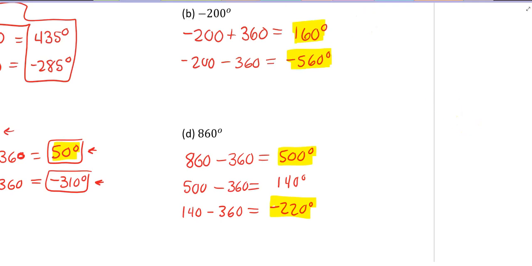Welcome back. Here's letter B and D. For B, I took the negative 200 and I first added 360 to it. I got 160 degrees. There's my positive angle. I took negative 200 and I subtracted 360, so I rotated it the other way around and I got negative 560. So there are my 2 answers.